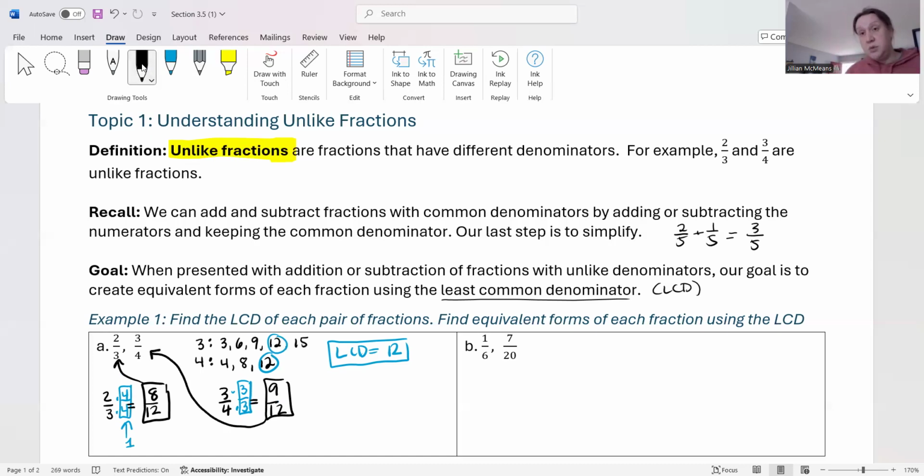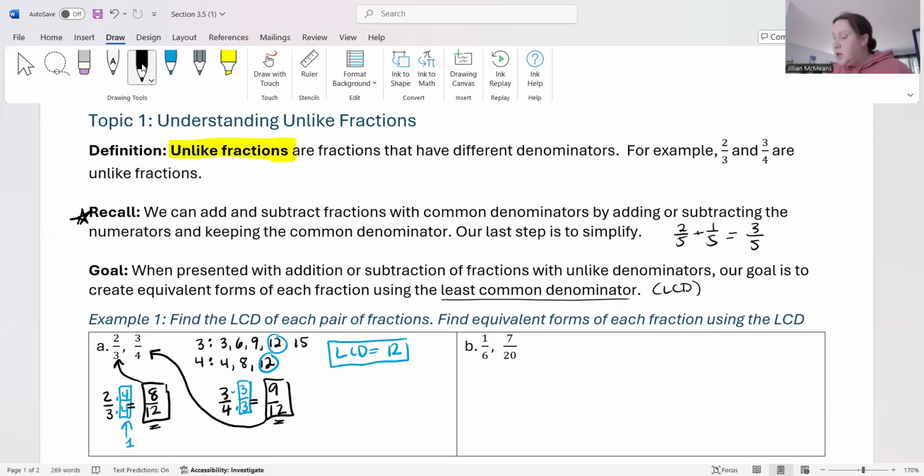So what we've done here is found an LCD and found equivalent forms of our fractions. And remember, if we go back up to this recall statement, we know how to add fractions that have common denominators. Well, these two fractions now have common denominators.